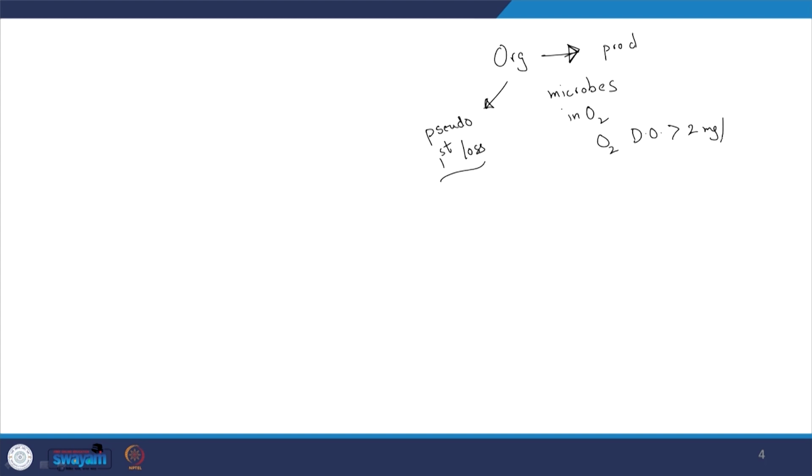So, let us just see what we have out here. In this BOD test, what is it that I am assuming? I am assuming that the organic contents are going to products, and the assumption here is that it is going to be done by microbes or being catalyzed by the microbes in the presence of oxygen, and the assumption is that this is a pseudo first order loss. Again, this is valid when the dissolved oxygen content or DO is greater than 2 milligram per liter, right. Otherwise, microbes will not thrive.